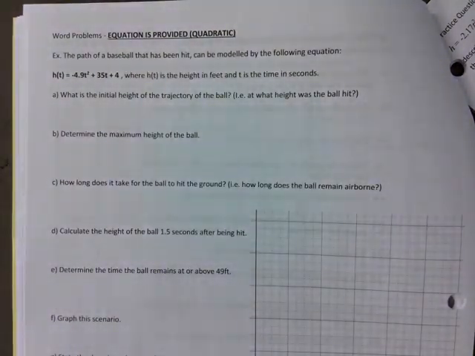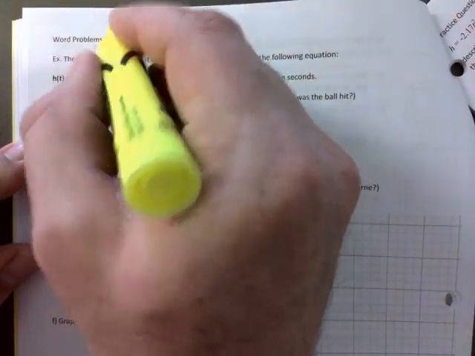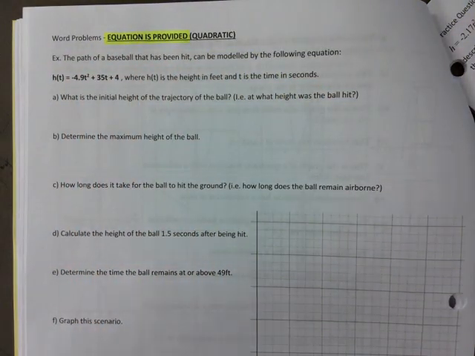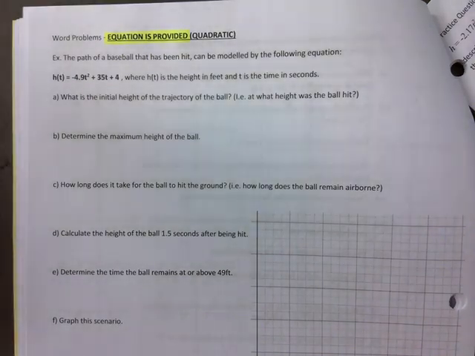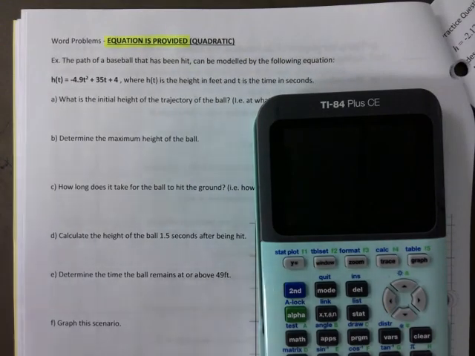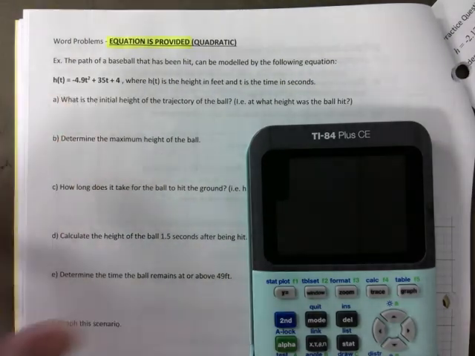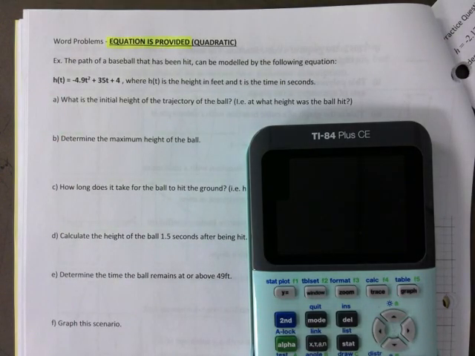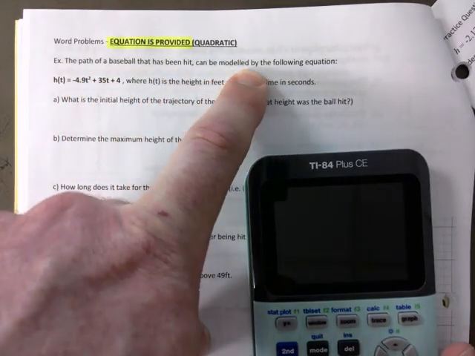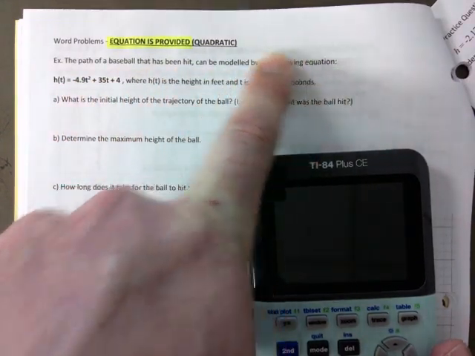Okay, so we're going to deal with equations that are provided. I'm going to do quadratic and cubic, hopefully, by the end of today. So grab your calculators. First things first, I should probably read the question and then we'll enter it. The path of a baseball that has been hit can be modeled by the following equation.